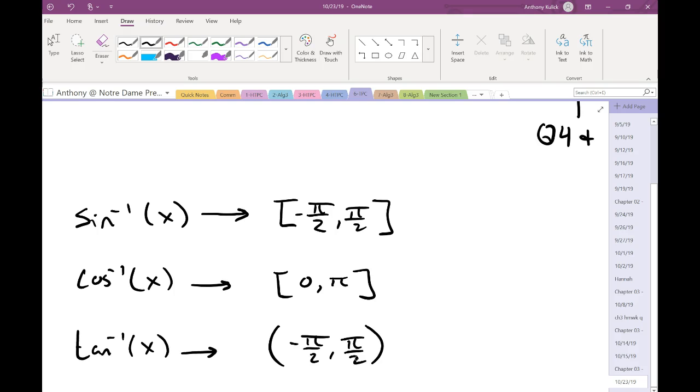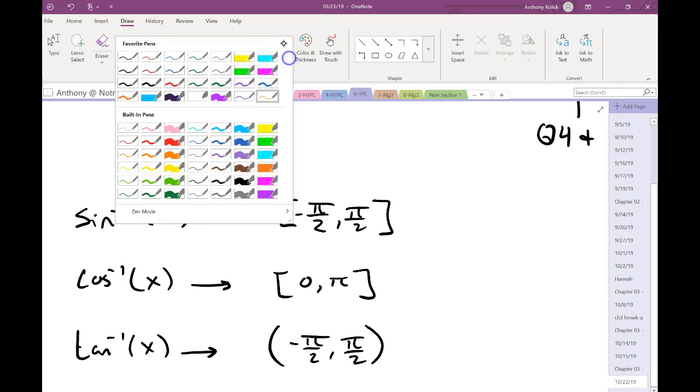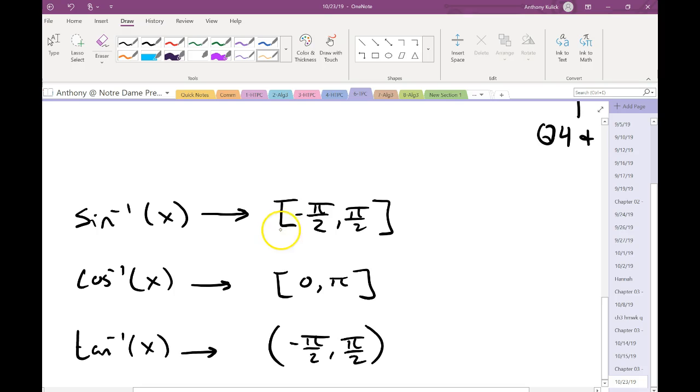What is the difference between when I use parentheses and brackets in these situations? Yeah, good. The bracket means that we're including these values in the set. Parentheses means these values are not included in the set. Why can't we include negative pi over 2 and positive pi over 2 in this set when we're dealing with tangent inverse? It's not because it would be sine inverse. What is tangent of, say, negative pi over 2 equal to?